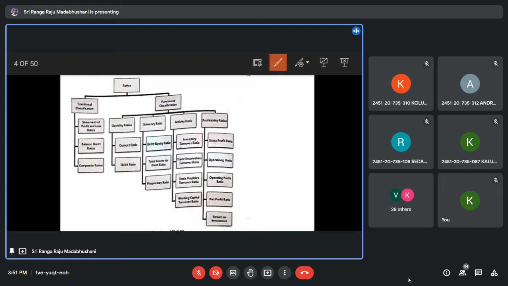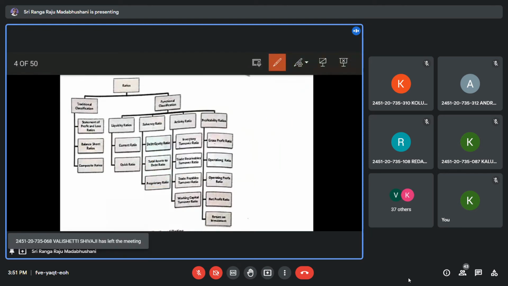So these are the solvency ratios: debt equity ratio, which shows how much investment and how much debt you have; total assets to debt ratio; and proprietary ratio. All these ratios reveal the financial stability of the organization. To know the financial stability, we use these.